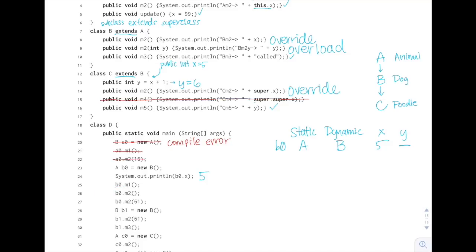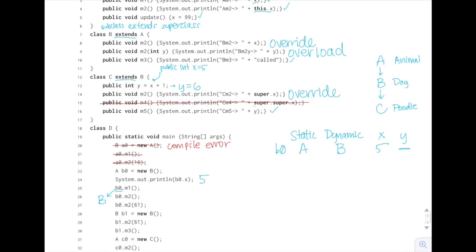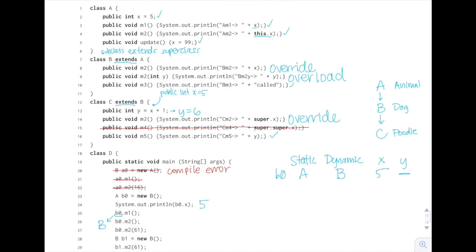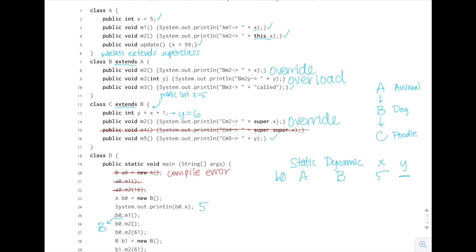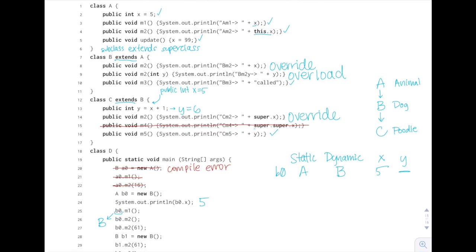And then during runtime, we look at the dynamic type of the object. So we ask, what's the dynamic type of B0? And that is a B. So during runtime, we'll look inside of class B to see if we overrode the method M1, which takes in no arguments. So we look in class B and we don't find something there. So then we'll go up to the parent class, A, and there is an M1 method there. So we'll just go ahead and call A's M1 method.